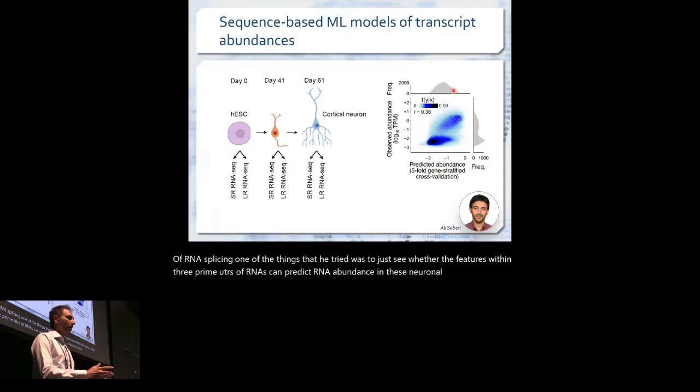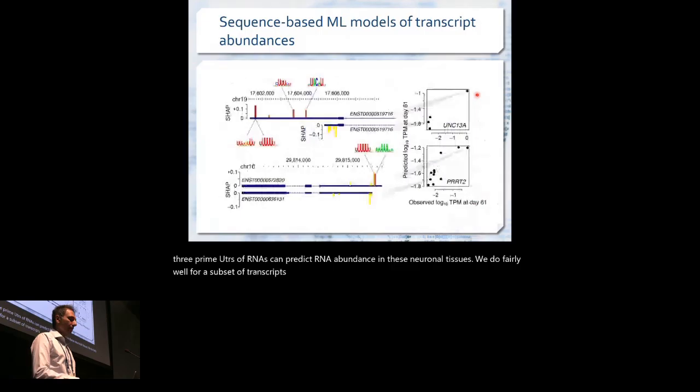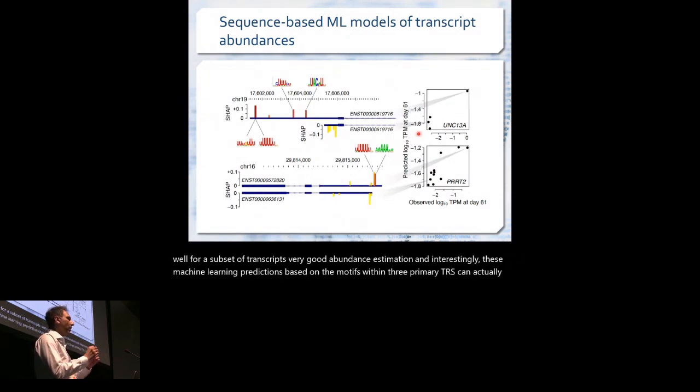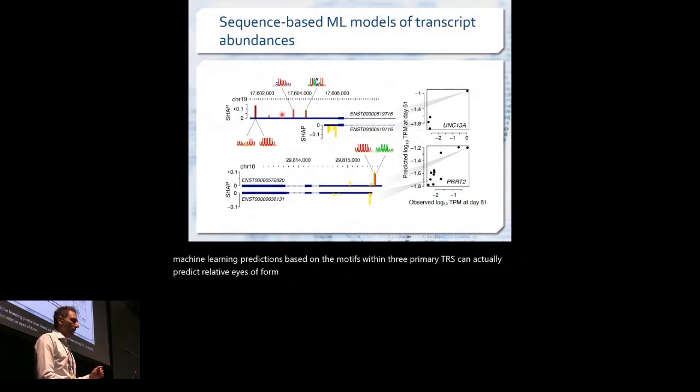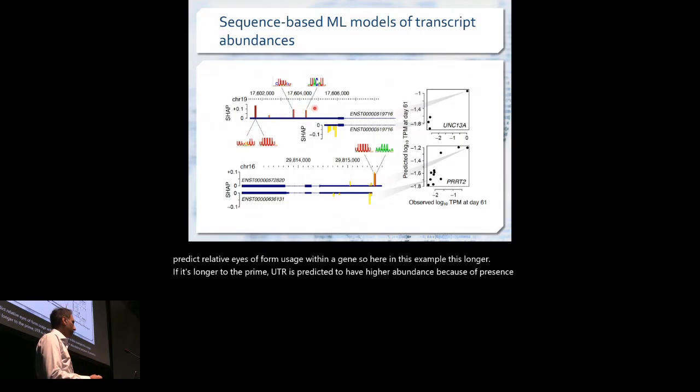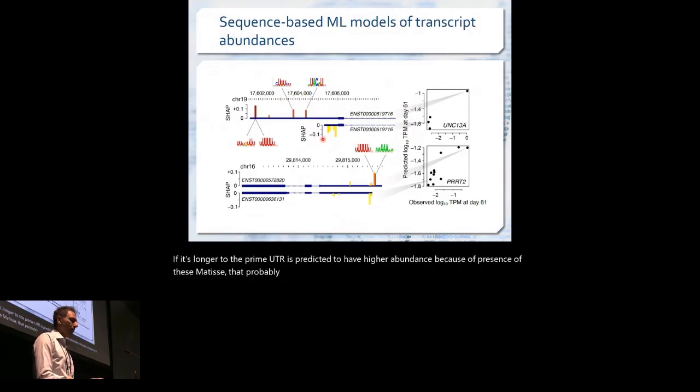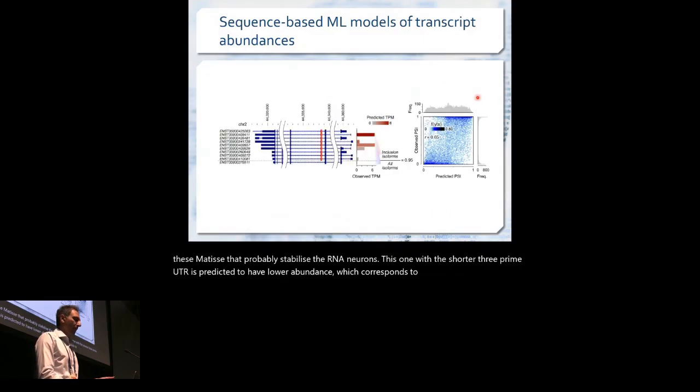We do fairly well for a subset of transcripts, very good abundance estimation. And interestingly, these machine learning predictions based on the motifs within 3' UTRs can actually predict relative isoform usage within a gene. So here, in this example, this longer transcript with longer 3' UTR is predicted to have higher abundance because of presence of these motifs that probably stabilize the RNA in neurons. This one with the shorter 3' UTR is predicted to have lower abundance, which corresponds to the experimental evidence.